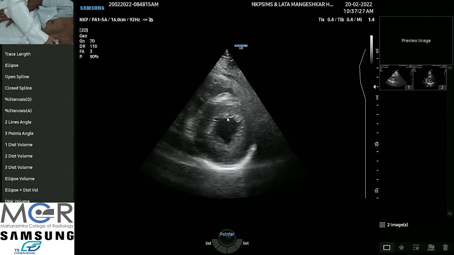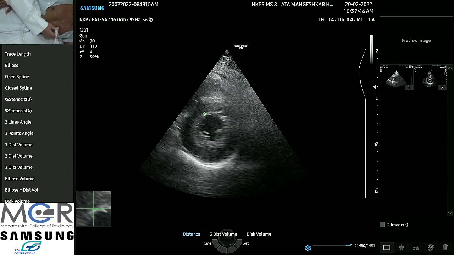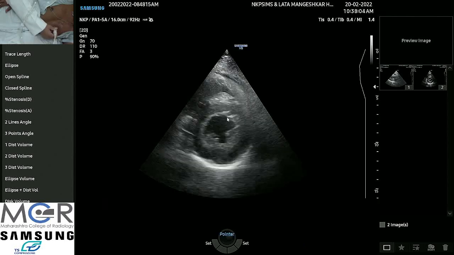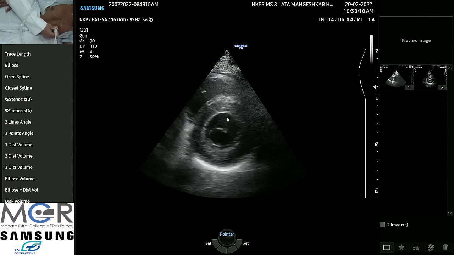Now if I go more apical, here you can see these are the papillary muscles. This is the posteromedial papillary muscle, this is the anterolateral papillary muscle. These two muscles can be very well seen. And you have to look for RWMA, the regional wall motion abnormality, because the walls are supplied by different arteries. Then you can make out which of the arteries is the culprit artery responsible for that particular ischemia, infarction, or whatever it may be. So here at the base you find the inferior wall.